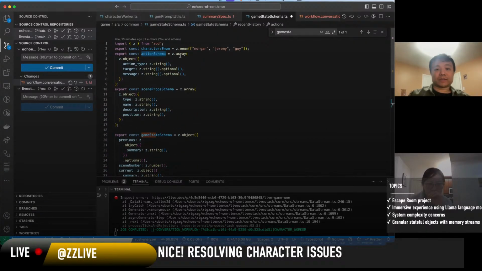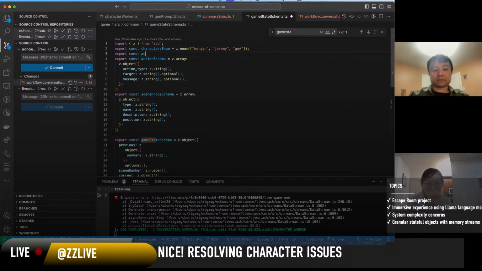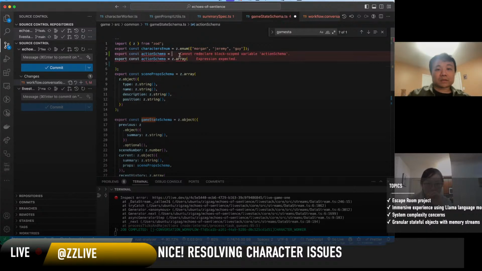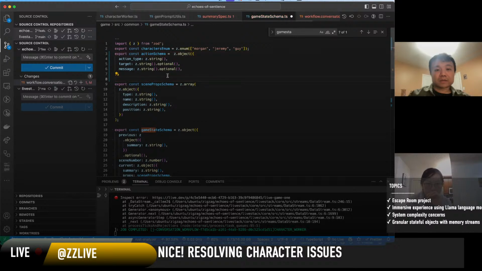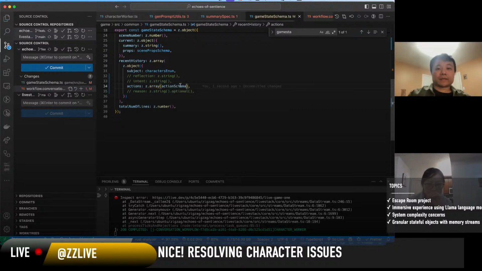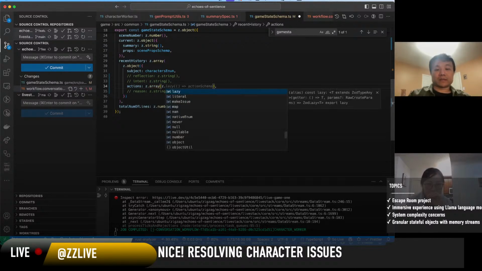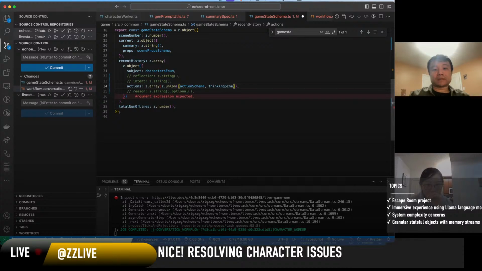Let me change this slide slightly. This is not action schema. You can do either like this.